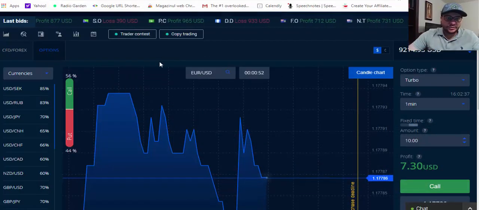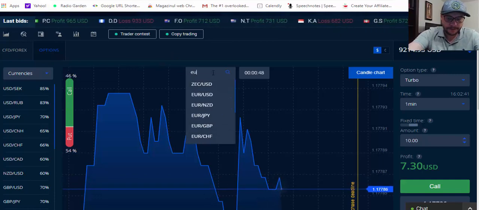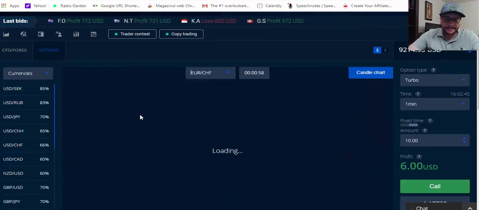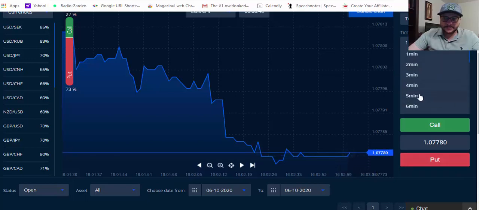Let's find Euro Swiss franc. Euro Swiss franc, bam, and let's make it $100. And now let's wait a little bit. It's on 1 minute. Let's move it to 5 minutes.